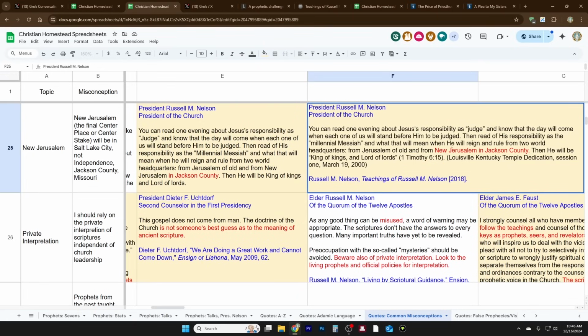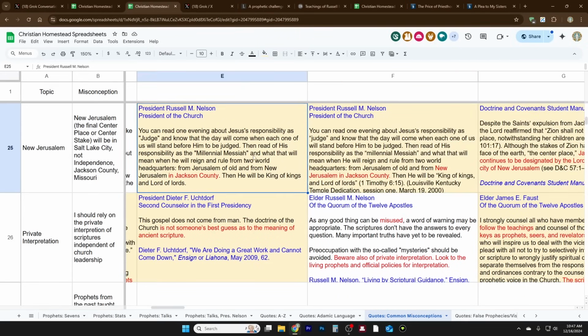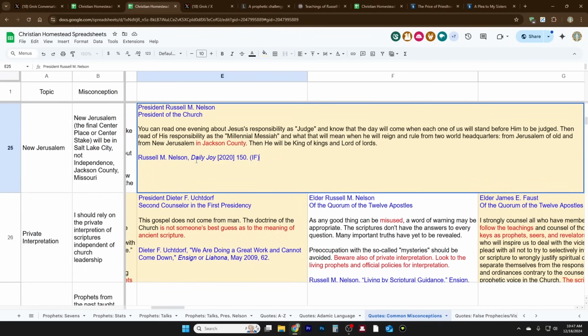And then it seems that he had said this before, because he references the Louisville, Kentucky Temple Dedication, Session 1 of March 19th, the year 2000. So what that means is that he originally said this in the year 2000, and then he repeated it in his new book, the 2018 book, Teachings of Russell M. Nelson, and then he included it again in a more recent book, Daily Joy, published in 2020.